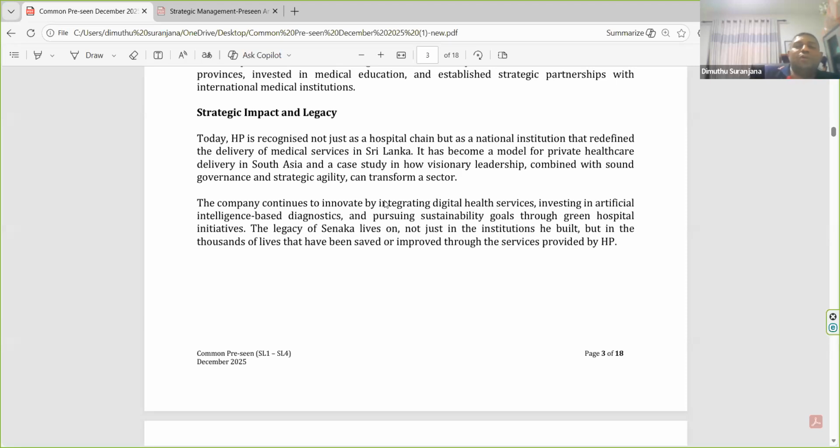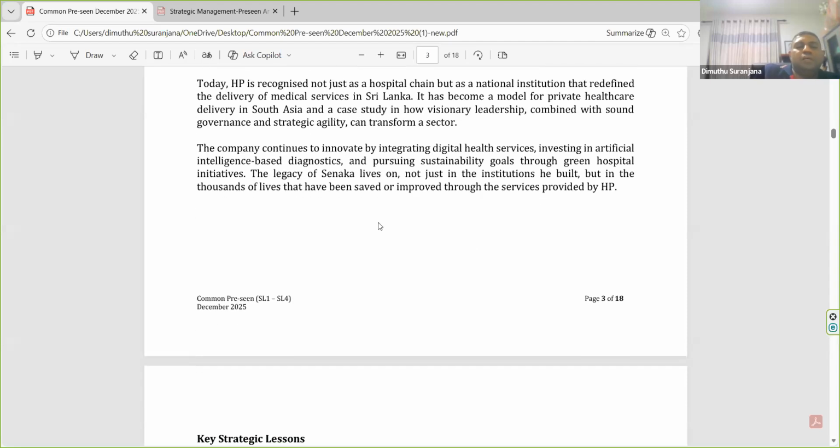It has become a model for private healthcare delivery in South Asia and a case study in how visionary leadership, combining sound governance and strategic agility, can transform a sector. See, this was an example for others also in South Asia. The company continued to innovate by integrating digital health services. See, this innovation, continue to innovate. So innovation was a theme they had at the beginning also, among the three values, one was innovation.